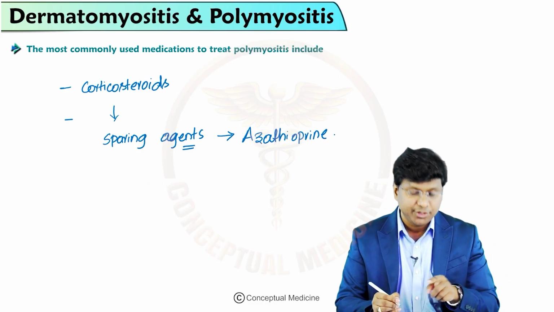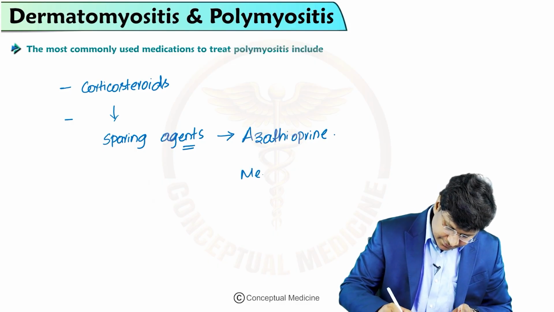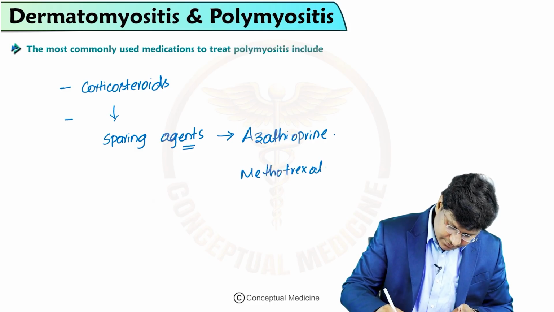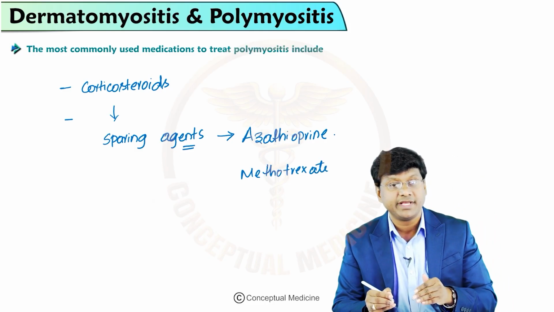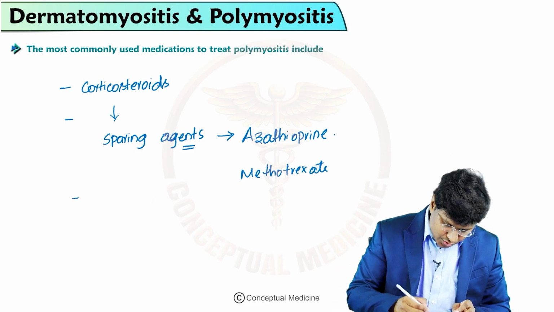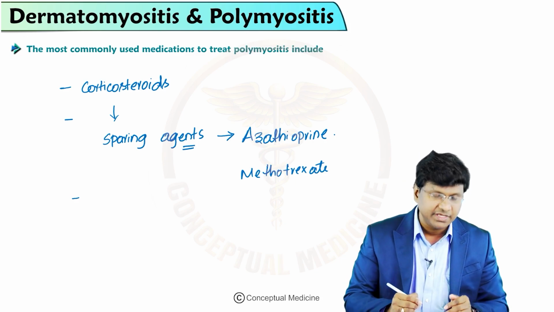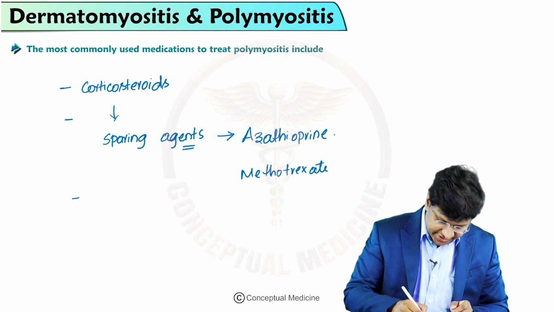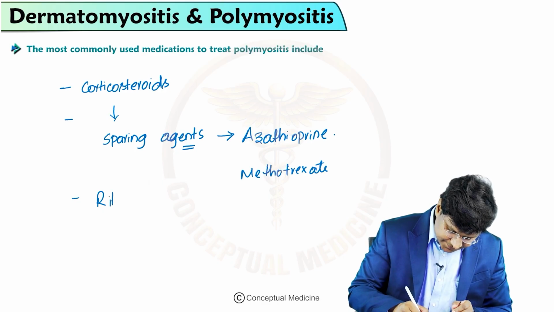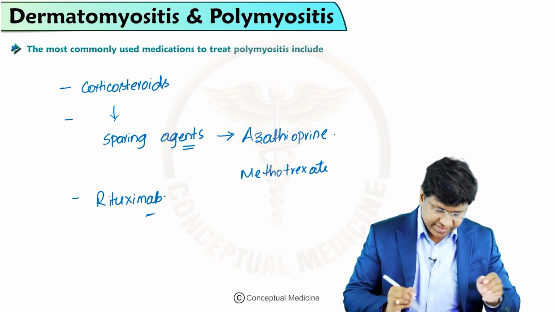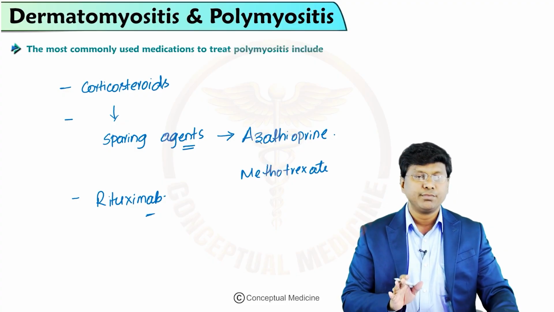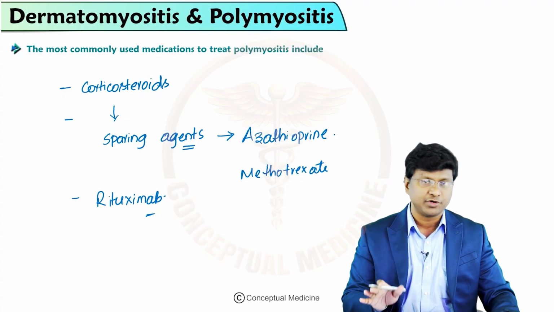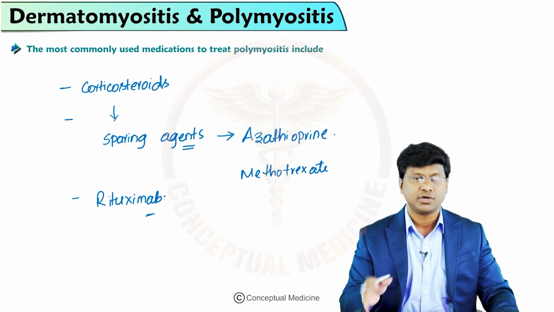The other alternative medication is methotrexate. We also have a monoclonal antibody that we give in the treatment of polymyositis, that will be rituximab. So these are the most commonly used medications to treat polymyositis. The drug of choice will be corticosteroids.